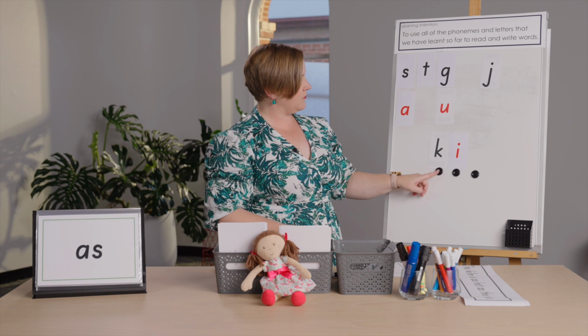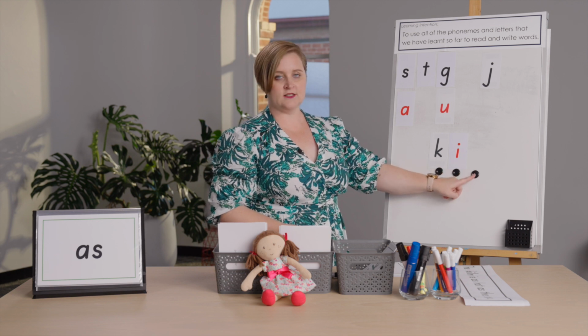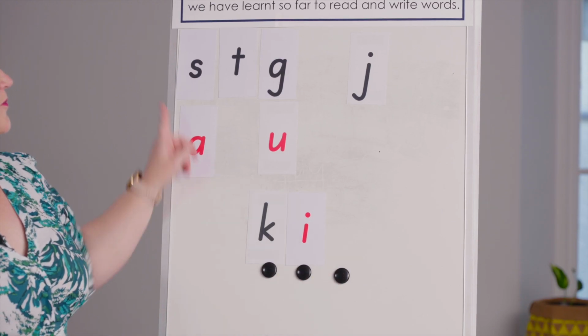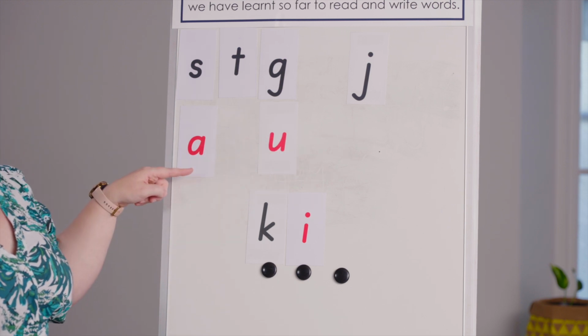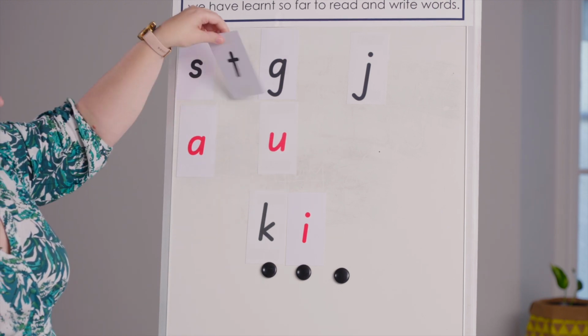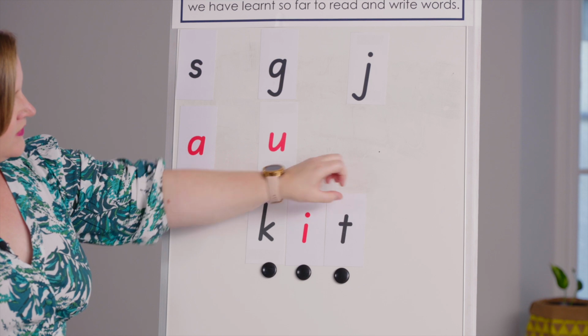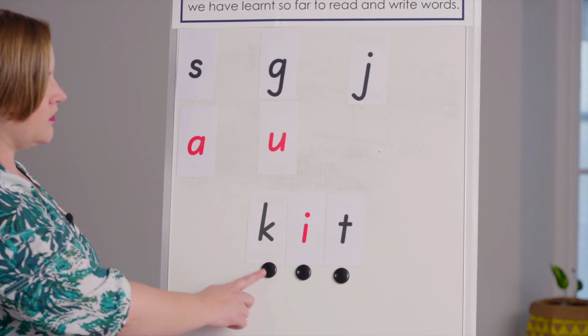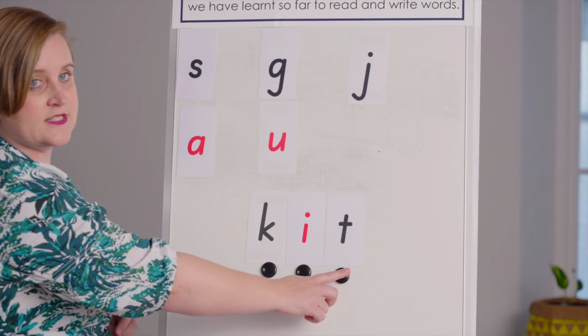And the last phoneme, k-it, t. Well done. Which letter do we use to spell t? Yes, the letter T. Bring it down and say t. Let's read that word. K-it, kit.